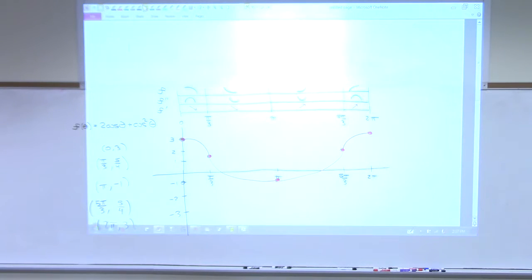Was that 40? I think it might have been more. I thought we started at 151. So this was 2 cosine theta plus cosine theta squared. And we were only looking between 0 and 2 pi.